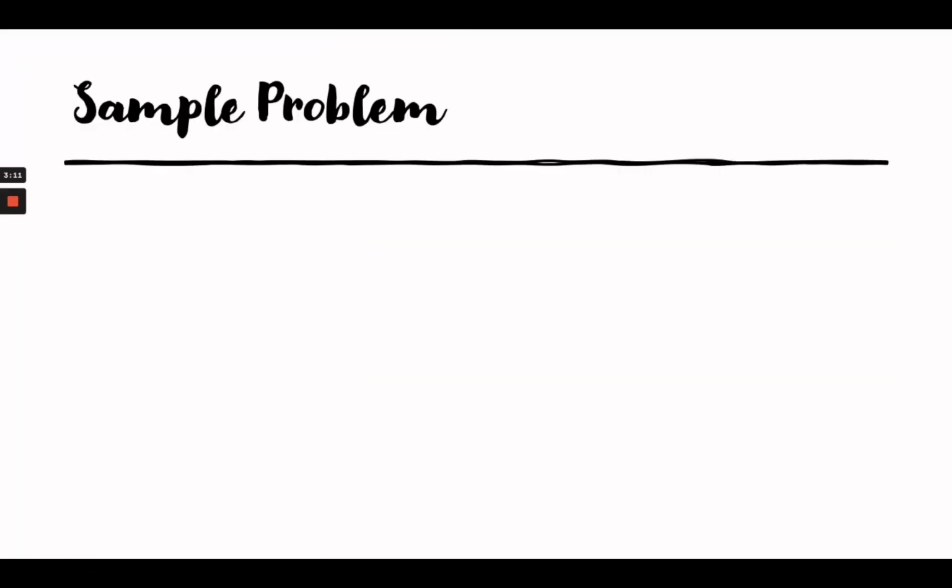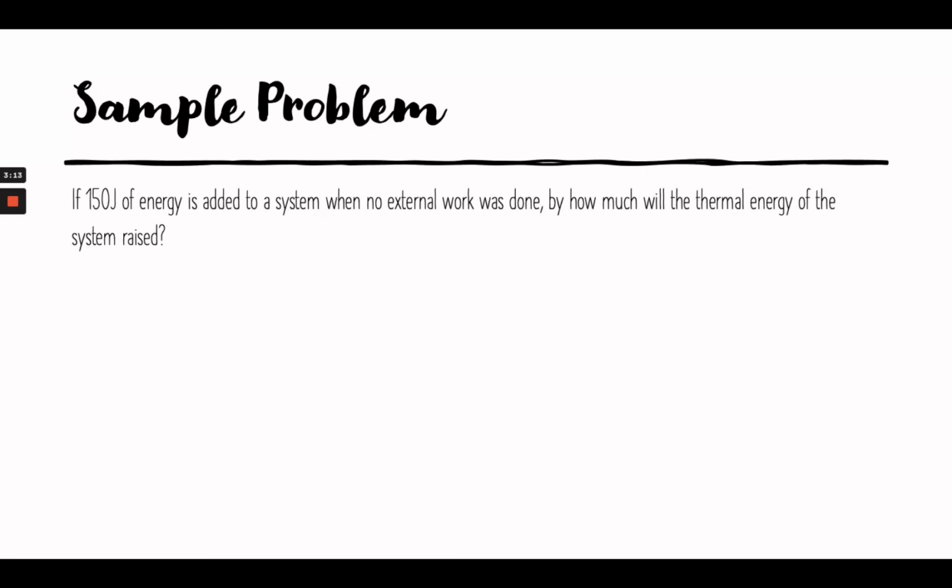Now let's answer some problem. If 150 joules of energy is added to a system with no external work done, by how much will the thermal energy of the system raise? Now for our given, we have Q equals 150 joules and our work is equal to 0.